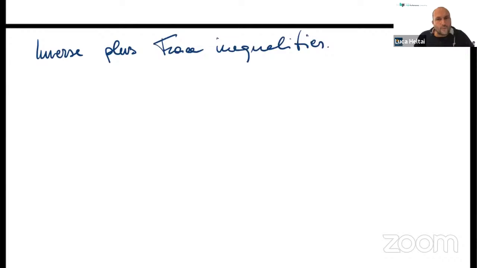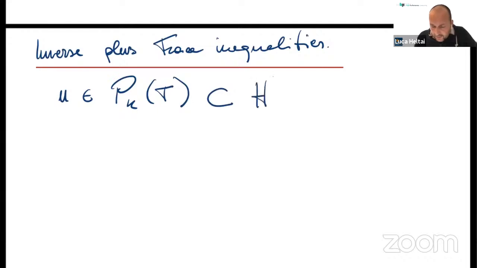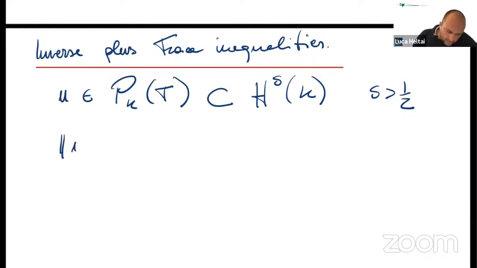And let's understand what it means to apply the trace inequality to a finite dimensional space and to a finite dimensional function. So if you do that, what you obtain is the following. Let's assume that you have a function u which is in the polynomial space P_k of T, and let's assume that this is included in the space H^s of K. For this to make sense, we need s to be greater or equal than 1/2.